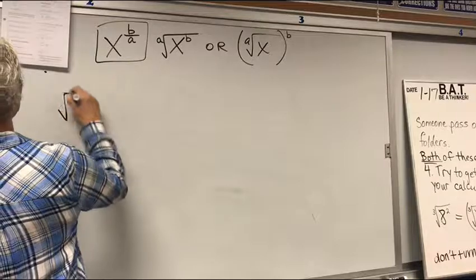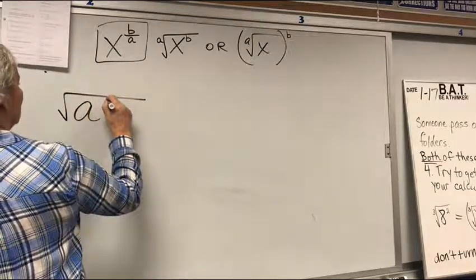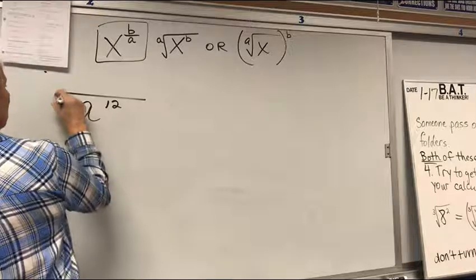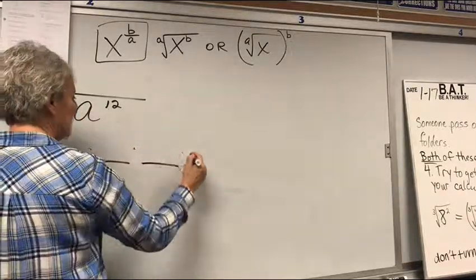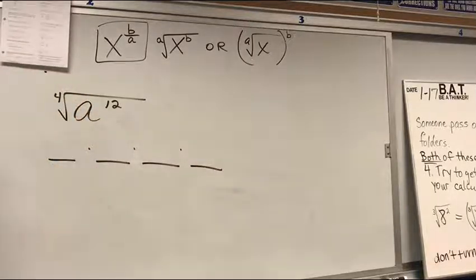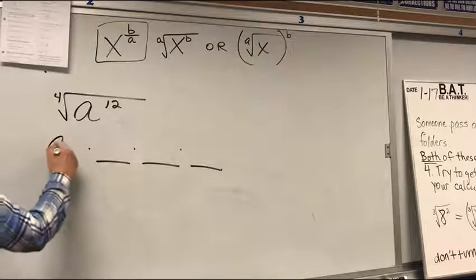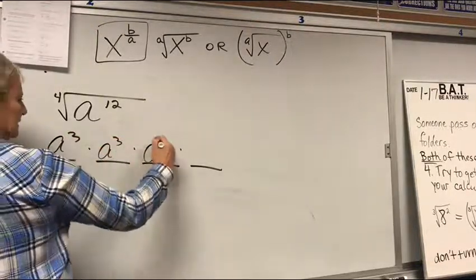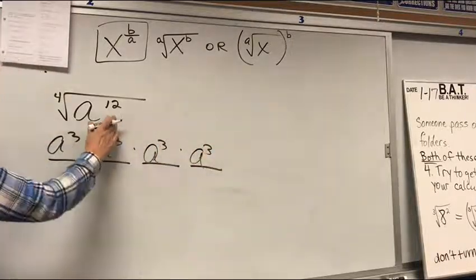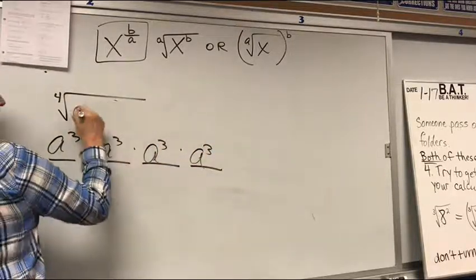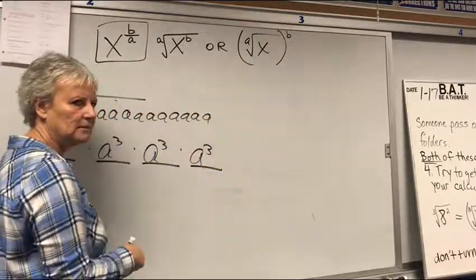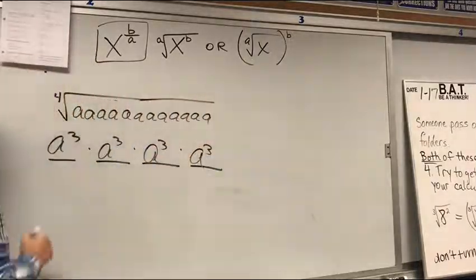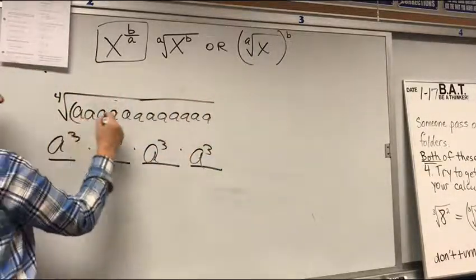Let's say I have a to the 12th to the 4th root. So something times something times something times something is this. A to the 3rd, not just 3. What you're basically doing is taking these 12 A's, and don't do this, I'm just explaining what's happening, and putting them into groups of 4.